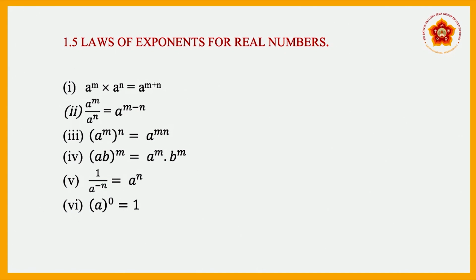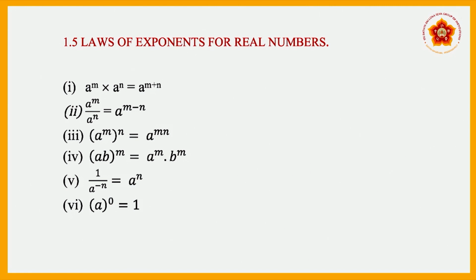Second formula is a to the power of m divided by a to the power of n equal to a to the power of m minus n. This formula we use when there is a division operation between two exponents having the same bases. Third, a to the power of m whole raised to the power of n becomes a to the power of mn. Since the whole bracket is raised to a power, we have to multiply the powers. That is to be remembered properly.